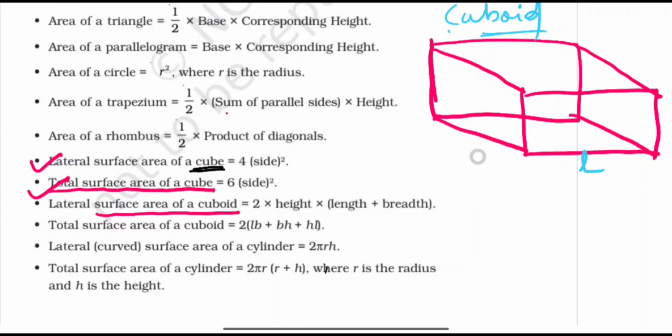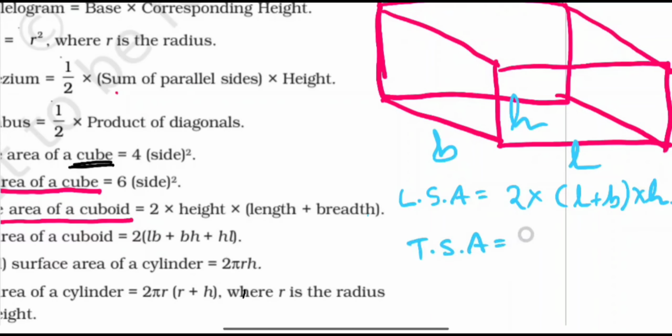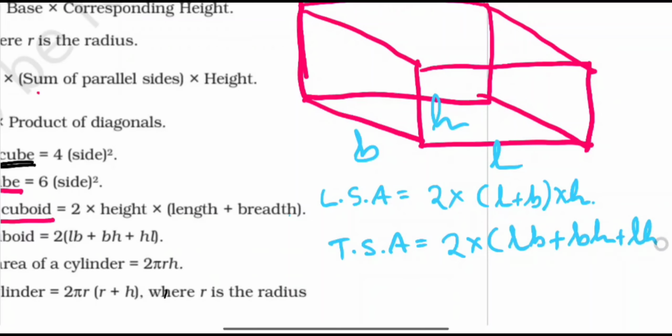And this is the length, this is the breadth and this is the height. So the lateral surface area LSA will be 2 into (L plus B) into H, length plus breadth into height. What should be the total surface area? Total surface area is equal to twice of (LB plus BH plus LH). Clear? Is it clear? So these are the formulas for lateral surface area and total surface area.